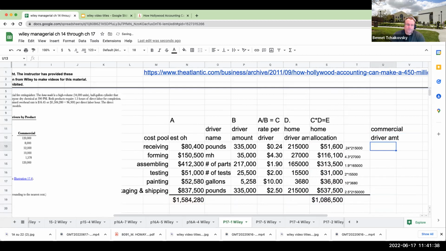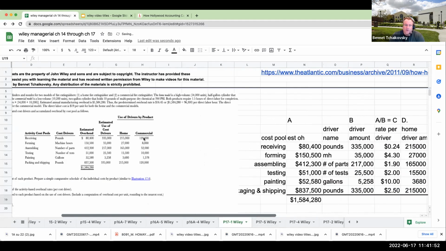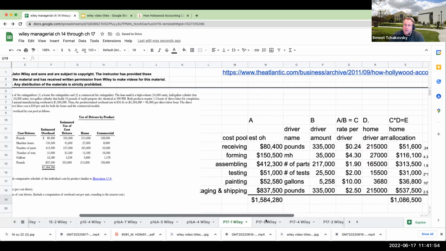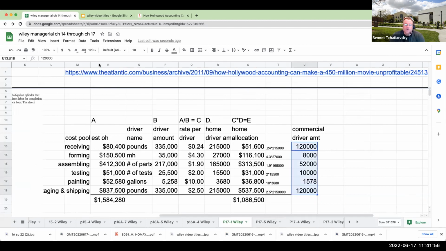driver amount. And this is going to be 120,000, 8,000, 52, 10,000, 1578. And then this is going to be 120,000. Okay. And again, where did I get these numbers from? They're coming right from over here in the question. Okay. So over here, I've got my driver amount, and we'll call this letter F.